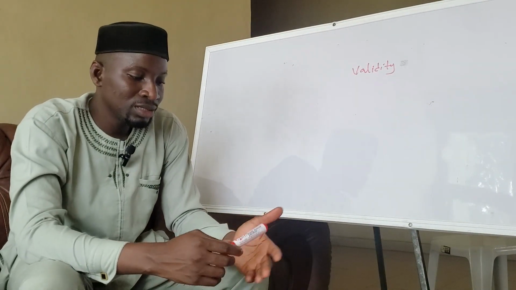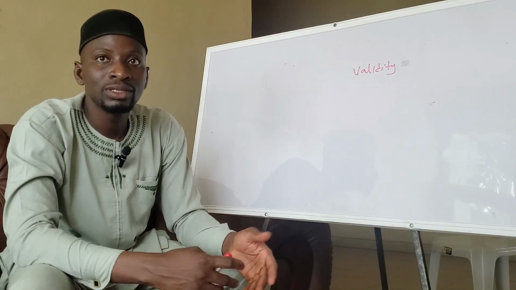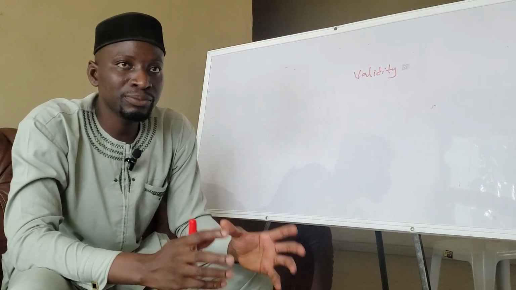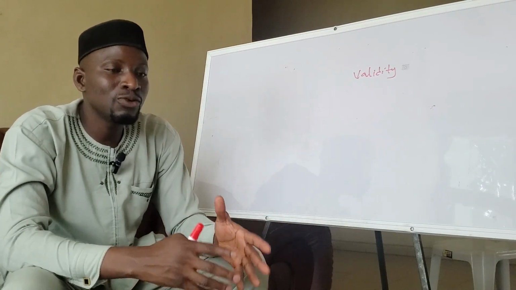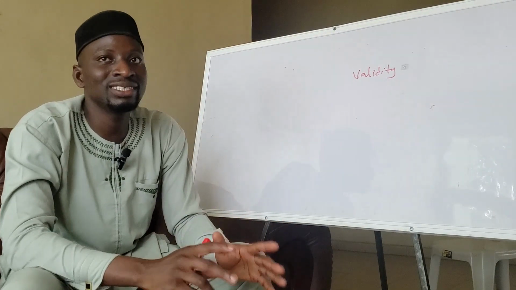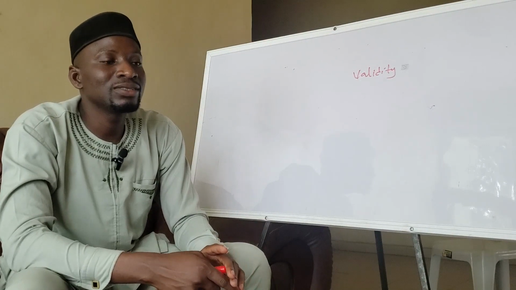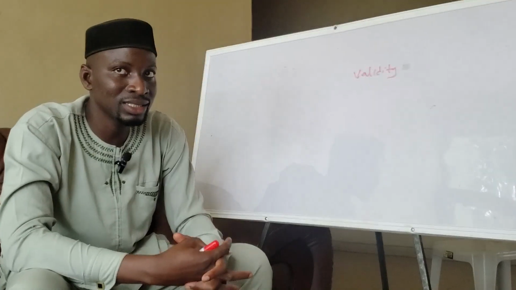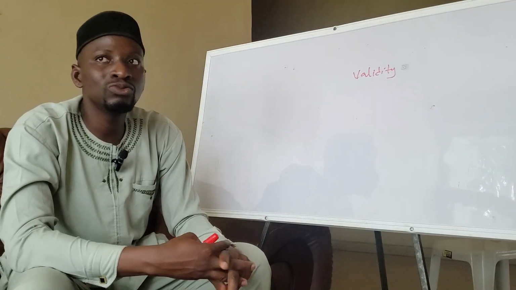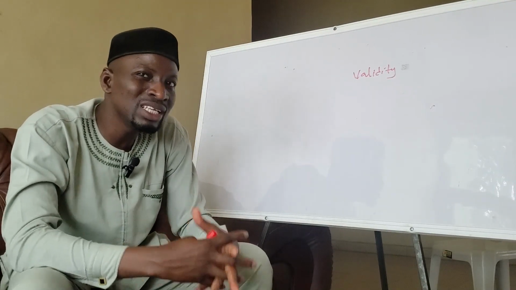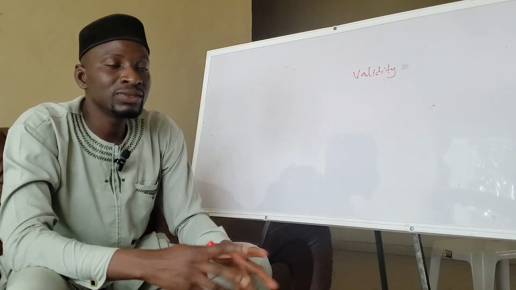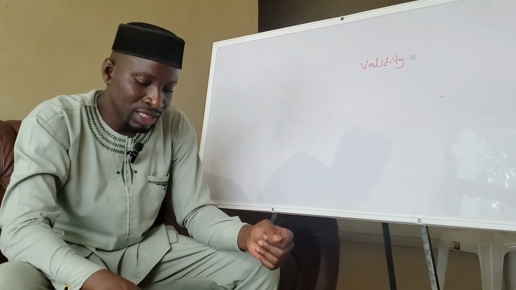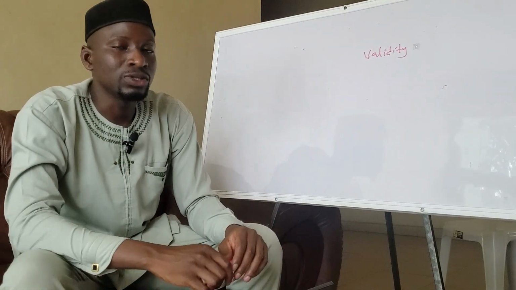You cannot be using A to measure B. Cannot be using B to measure C. So if you are trying to measure B and you are using an instrument that will measure B to measure B, then that's valid. It means that if you are constructing tests and you want them to be valid, you ensure that they are measuring what you really want to measure in the real sense. So that's validity. How do you then know that a test is valid or not?